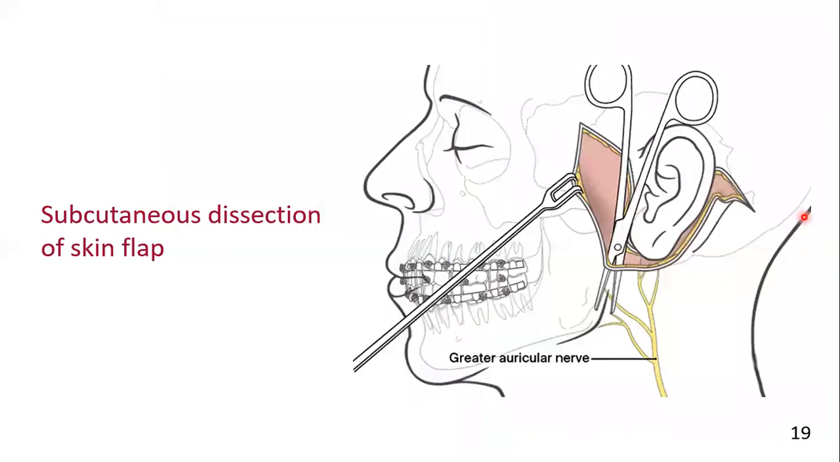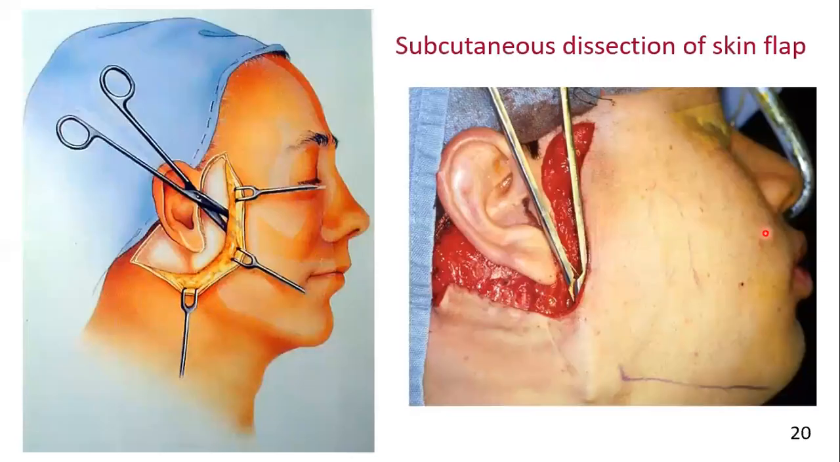The skin flap is elevated in the subcutaneous plane, taking care not to injure the great auricular nerve lying below the subcutaneous tissue overlying the sternocleidomastoid muscle. The flap must be widely undermined anteriorly and inferiorly.